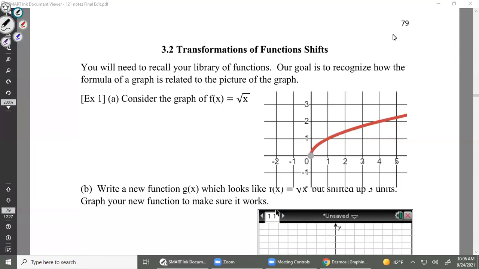Okay, so today we're going to go over transformations of functions, and we're just going to focus on shifting functions up, down, left, and right.